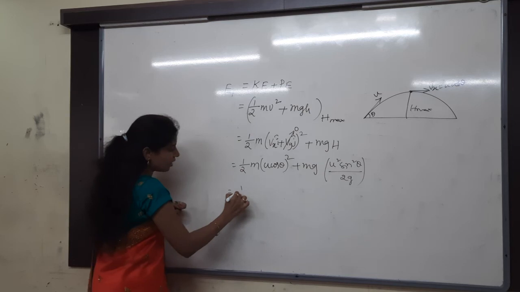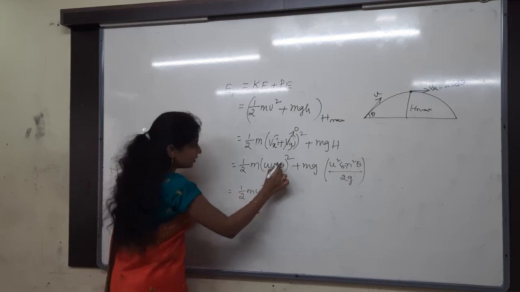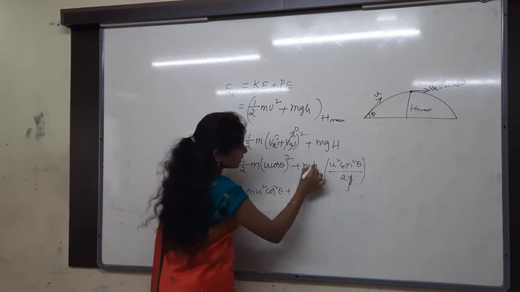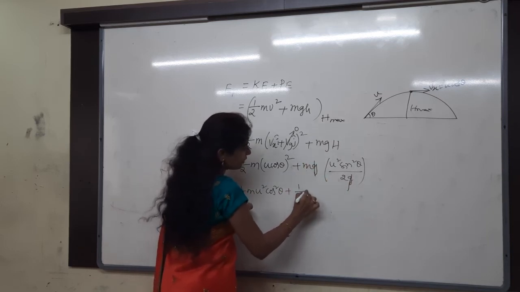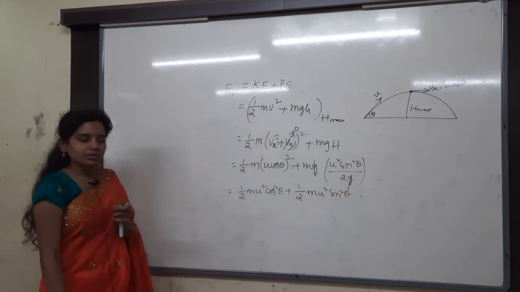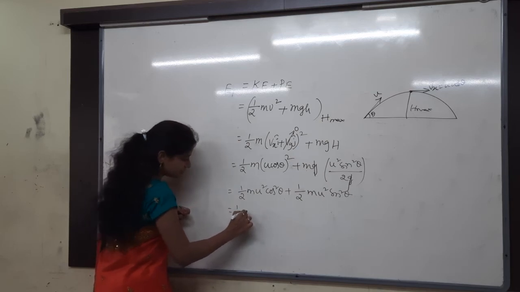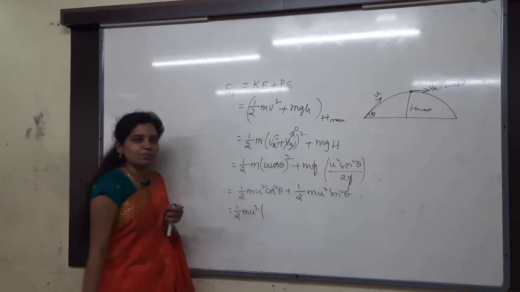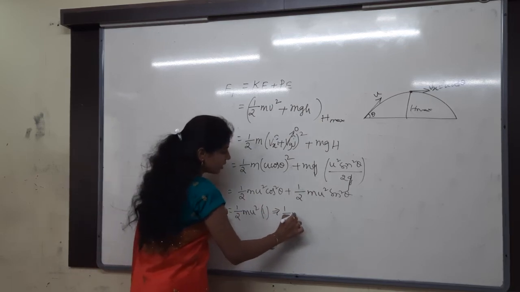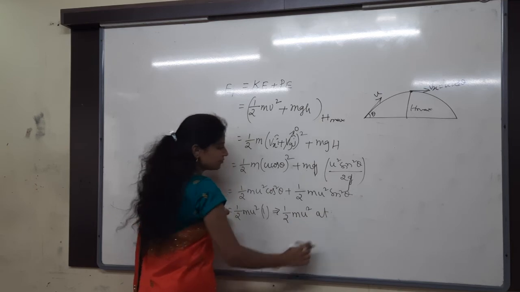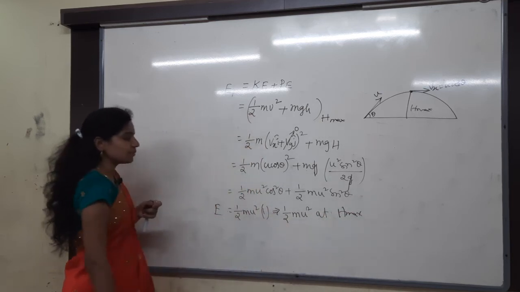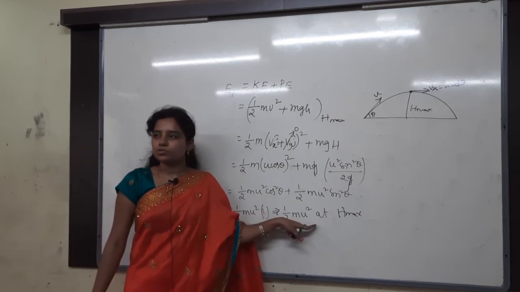So here half m u square cos square theta plus mg into u square sin square theta by 2g. Here g gets cancelled, no? Then what is remaining? Half m u square sin square theta. What can I take common from both? Half m u square is common. Then what is remaining? Sin square theta plus cos square theta becomes how much? 1. Then total energy is how much? Half m u square. At what? At maximum height. That's very important. The total energy at the maximum height is nothing but half m u square only.